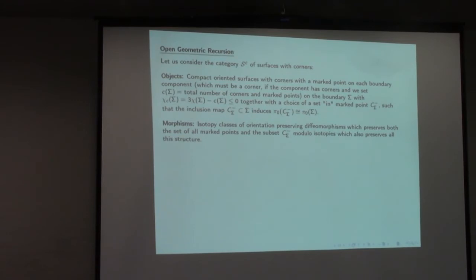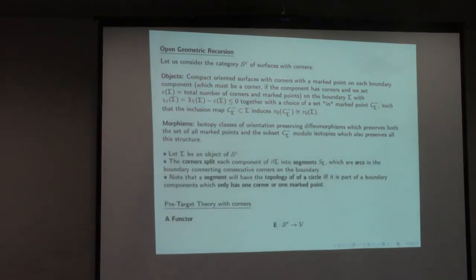Okay? Very good. So let's take such a surface with corners. Then of course what happens is that the corners are splitting the boundary components into segments. So like over here I have 3 segments, right? This one, and that one, this one, this one, this one. In this case, you have one segment. And of course, what you can see is that the segment might have the topology of a circle, and that happens if and only if a given boundary component only has one marked point. Very good. And now a pre-target theory with corners is a function from this category of surfaces to vector spaces again.